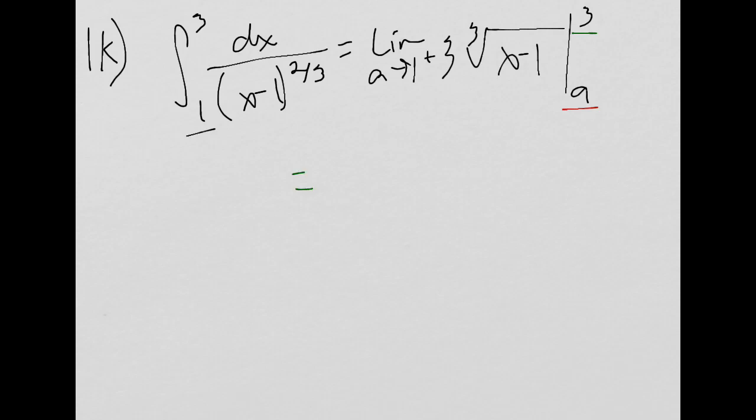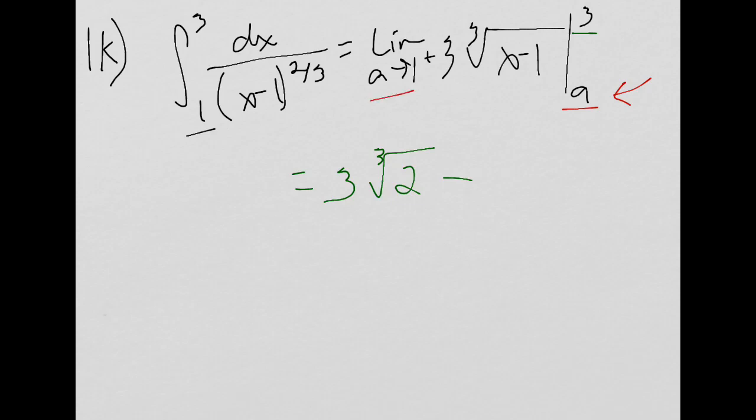So I can plug in 3. It's easy. I plug in 3 to this thing. I get 3 minus 1, which is 2. Got to put the 3 out front, so I get 3 cubed root of 2, minus, and then I need to plug this guy in, or imagine the limit as a approaches 1.